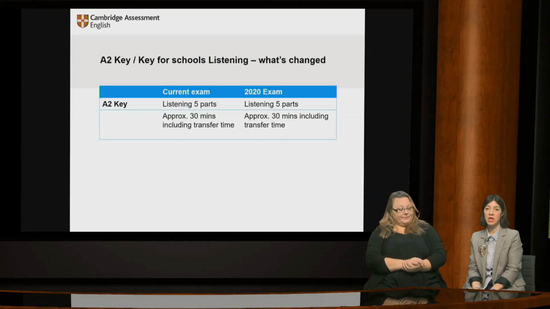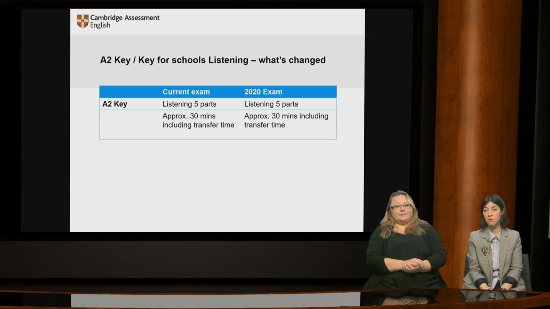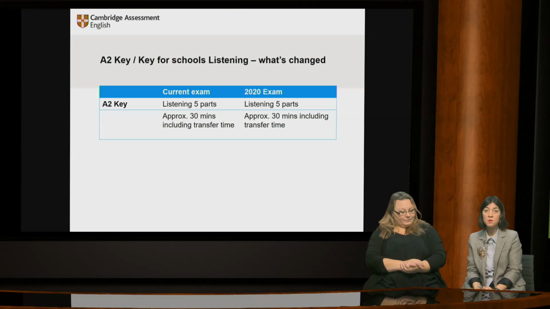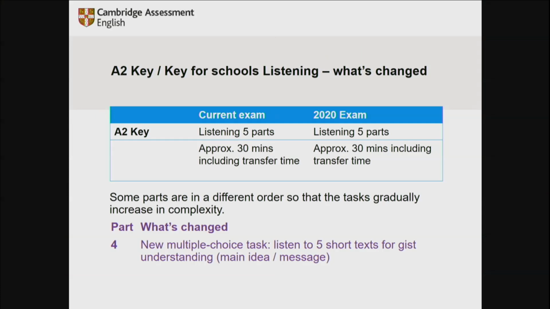Let's move on to the changes to the A2 Key listening paper now. The length remains the same, 30 minutes, but there have been some changes to the order in which the tasks appear. We've made it so that the less complex tasks come first. Plus, we've made some changes to one of the tasks, and we've introduced one new task. The rubrics have also been shortened.